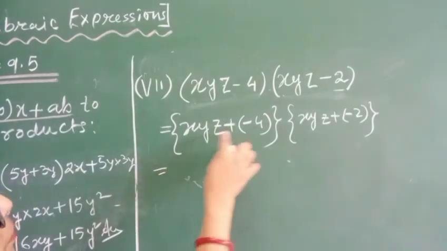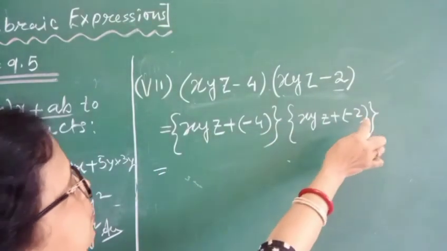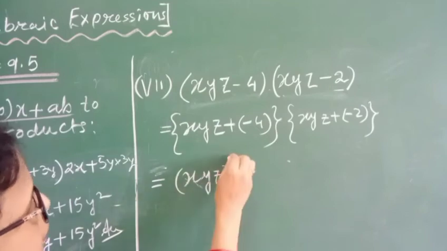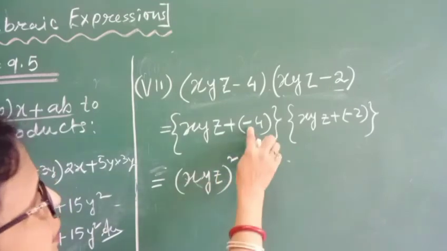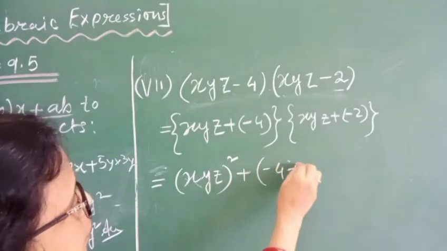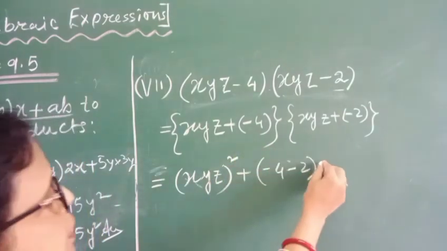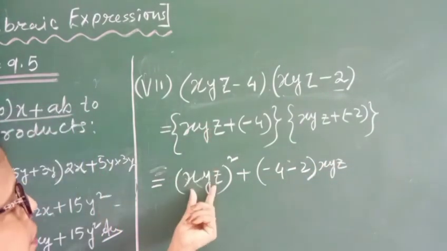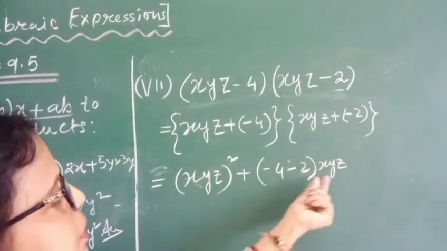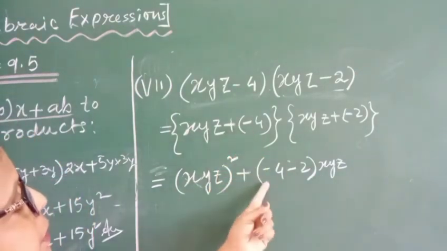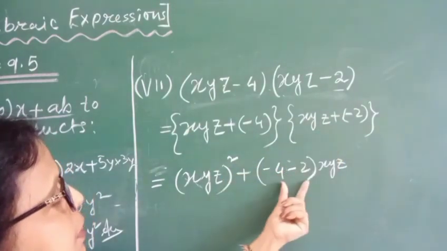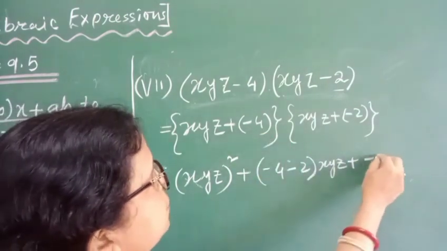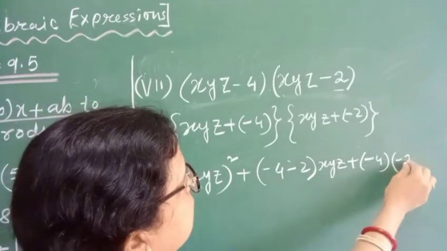Now this is x plus a, x plus b, x square. Here x is our xyz. So x square plus a plus b, so minus 4 minus 2, a plus b into x, and x is xyz. We are considering x here as xyz. So x square plus a plus b, as they are minus, so plus minus minus, a plus b into x, then plus a into b. A is minus 4 and b is minus 2.